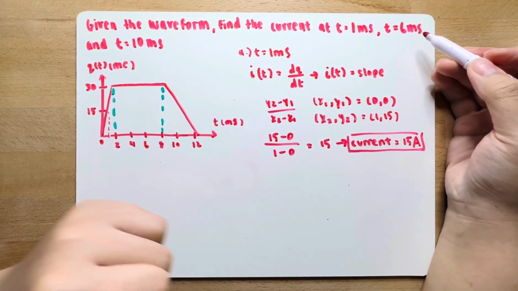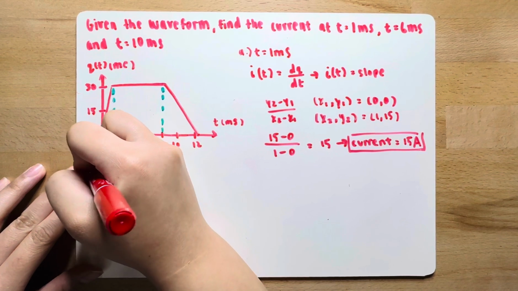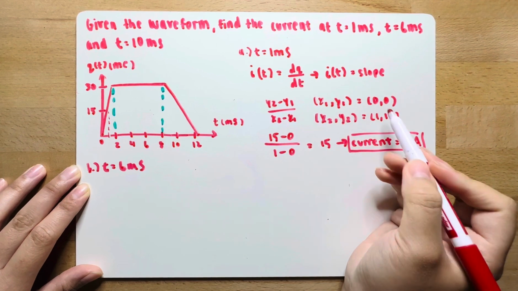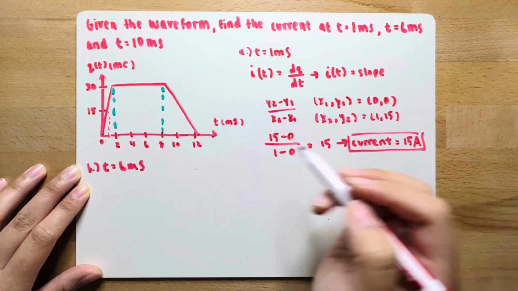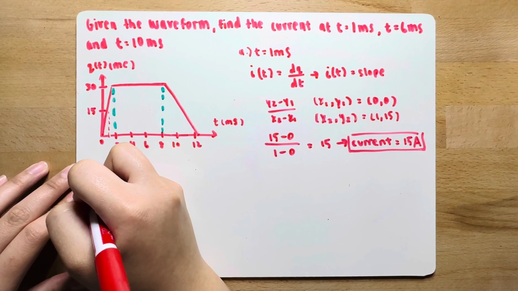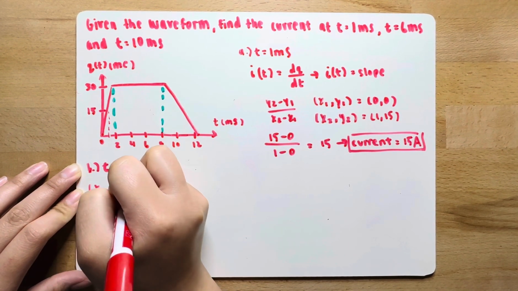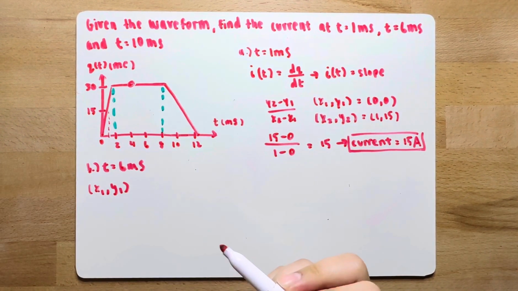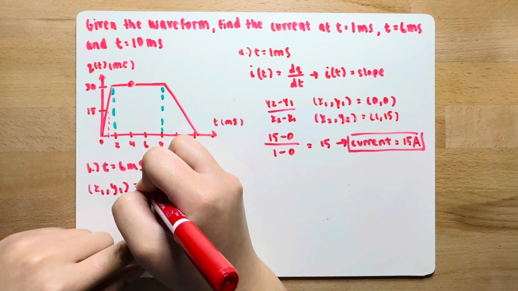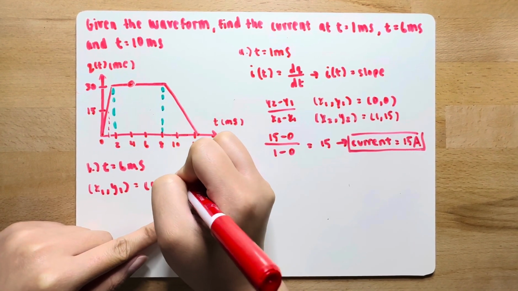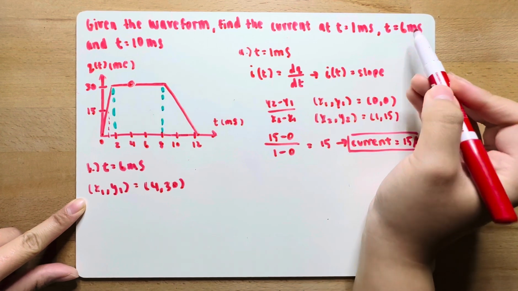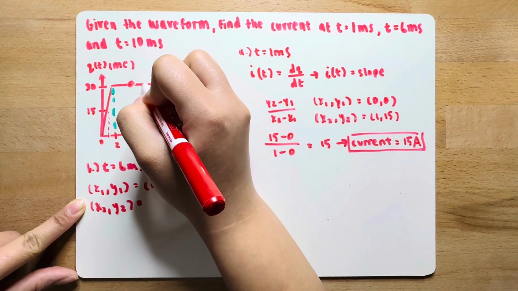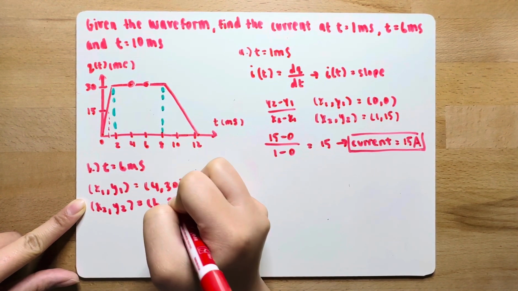Moving on to t equals 6 milliseconds. Let's call that B. T equals 6 milliseconds. All right, same type of thing. You want to find x1 and y1. So pick a point, any point. Let's say this point, it's 4 and 30. Now we want to find this point, x2, y2. It's going to be here. It's going to be 6 and 30.